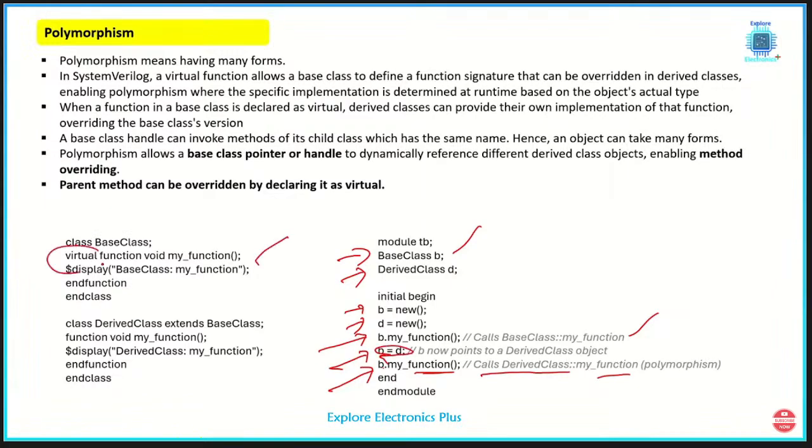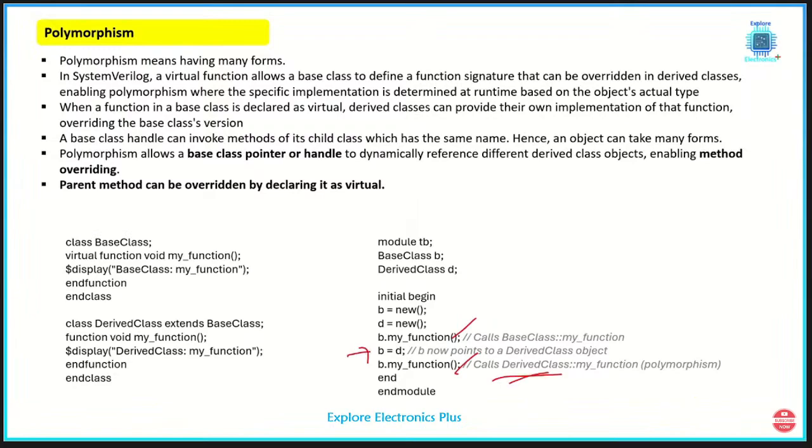Even after the assignment, it is not calling the base class function. Why? Because it is represented as virtual. That is the example for polymorphism here. Even with the same function name and also an assignment, it still points to the derived class. It is not calling the function represented in the base class, since it is virtual.